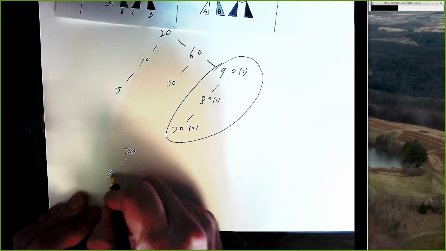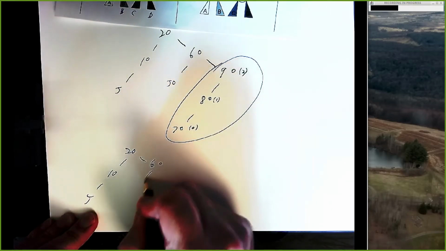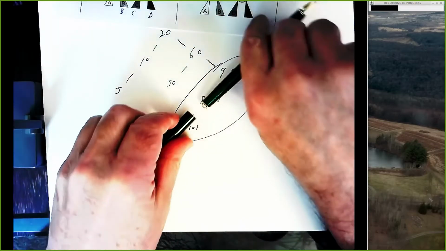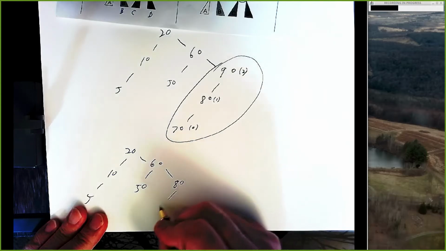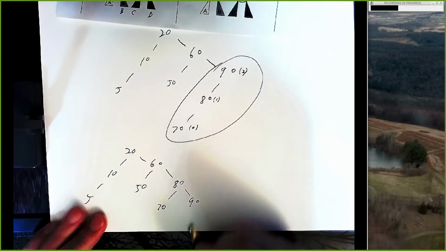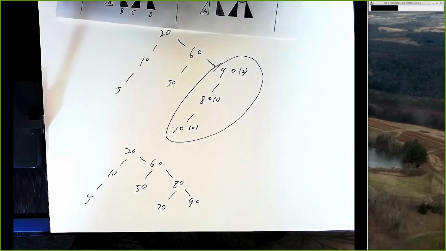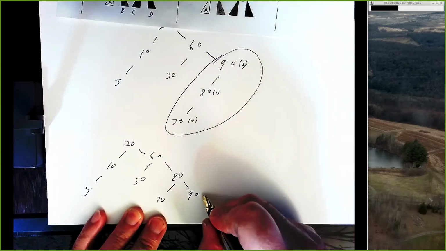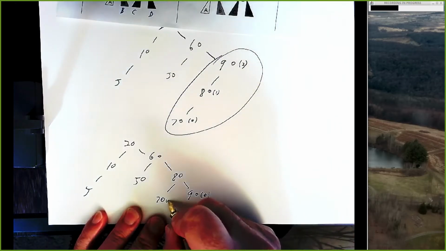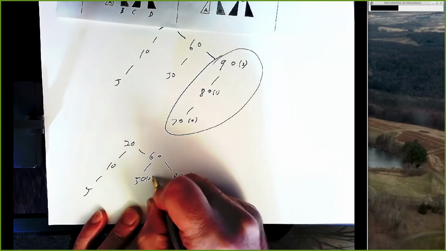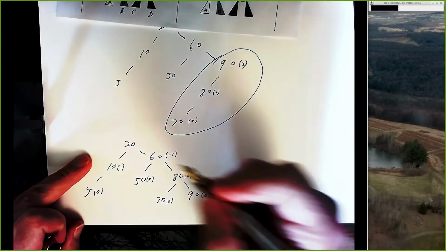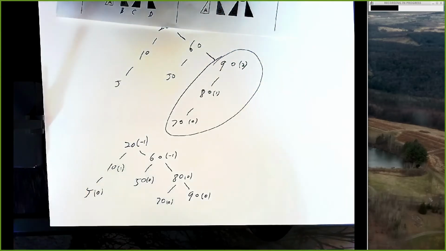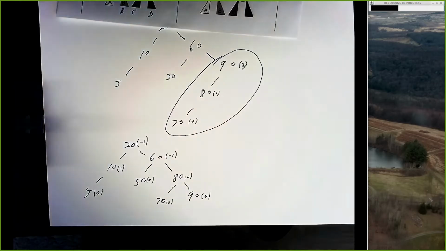It's going to go 20, 10, 5, 60, 50, but this is going to do this rotate, where the 80 is going to come up to the root, 70 will stay on the left, and 90 goes to the right. And now if we recalculate balance factors, it should look like that. And so this is a balanced tree.